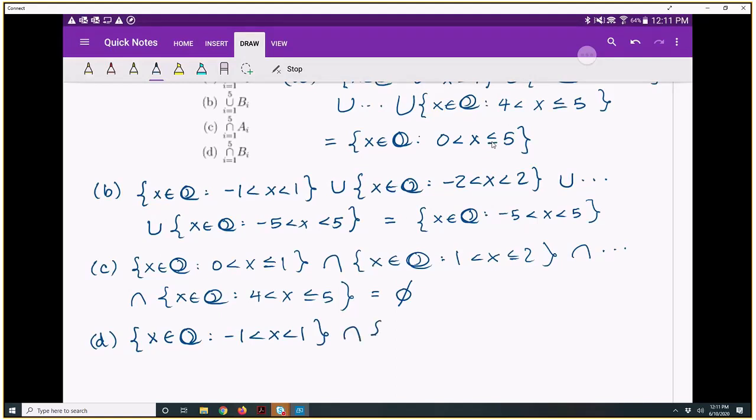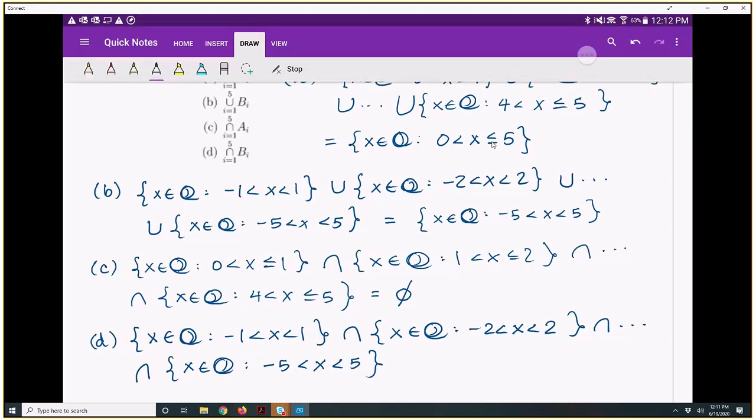Instead of union, intersection: the rational numbers such that negative 2 is less than x is less than 2, intersection, dot, dot, dot. The final intersection is with the set of x in the rational numbers such that negative 5 is less than x is less than 5.